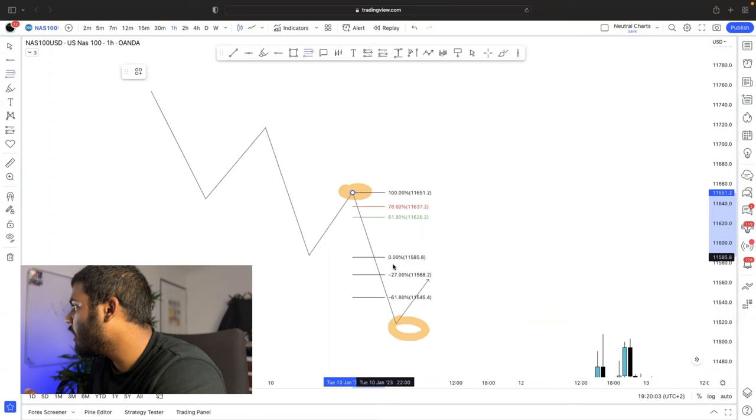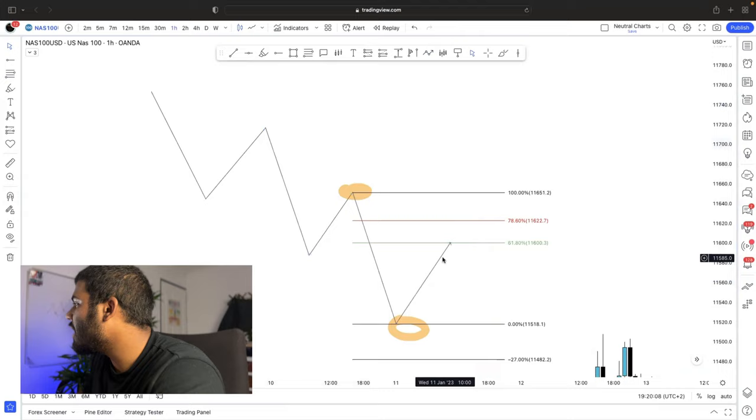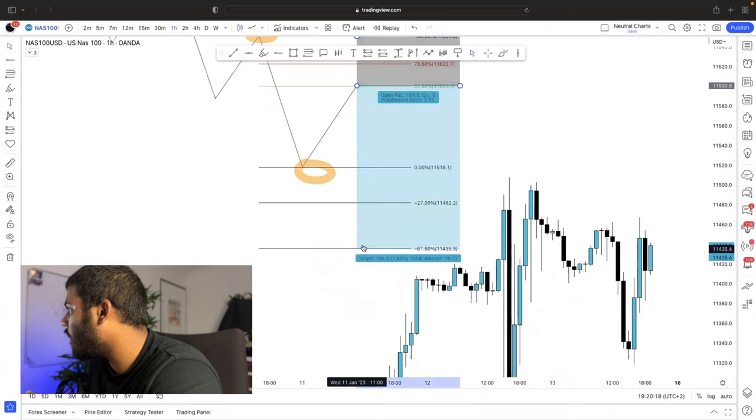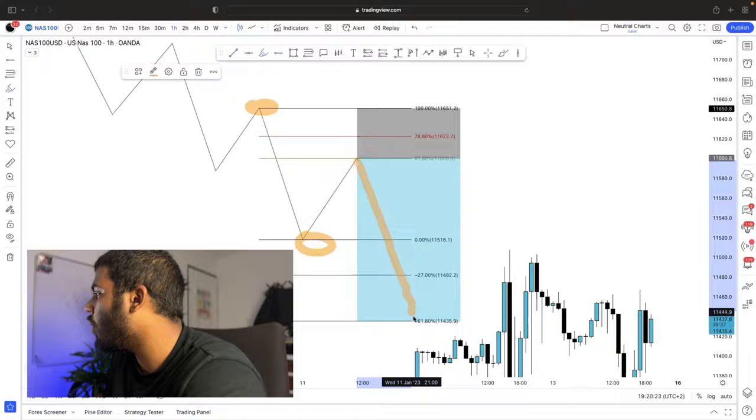And exactly when the market comes back up to 61%, that is when you're going to get involved for a sell. Click on the short position, click it on here, place your stop loss at 100%, and move it all the way down to the minus 61%, and that will be your take profit. You will be hoping for the market to continue going lower.